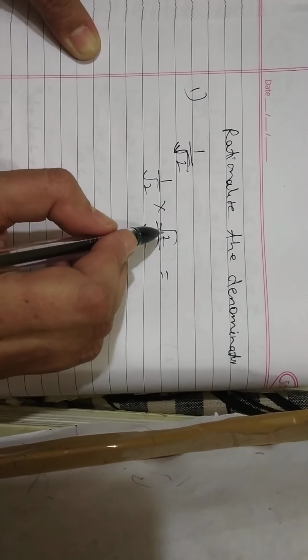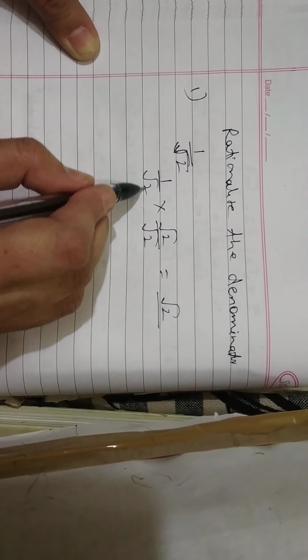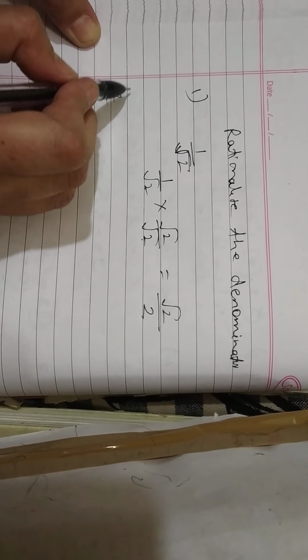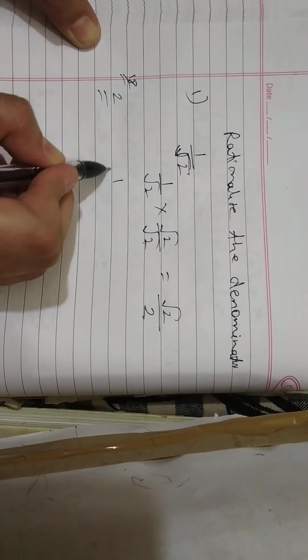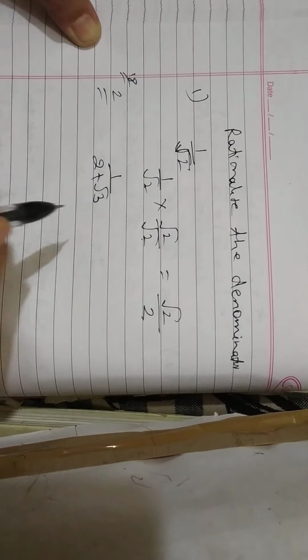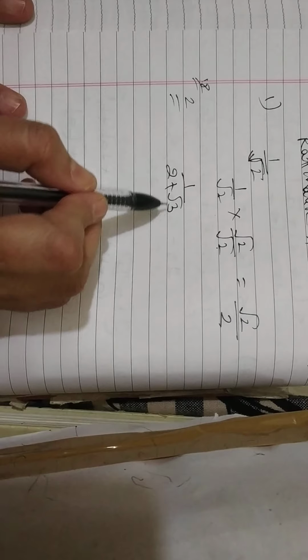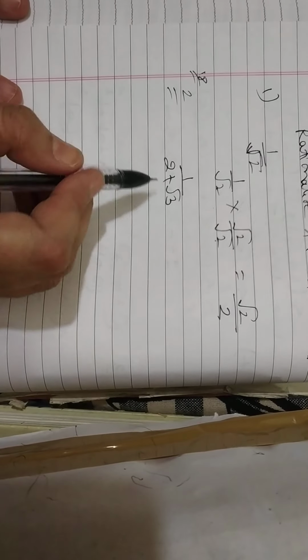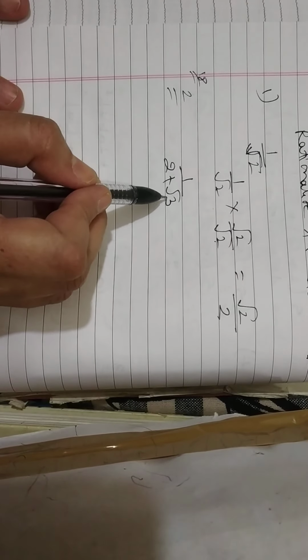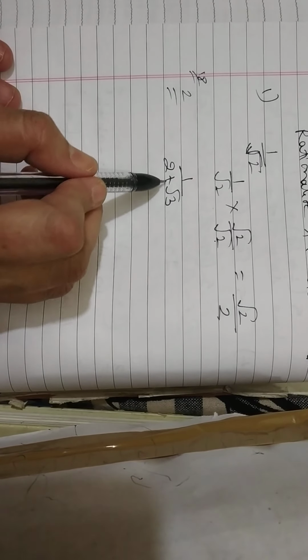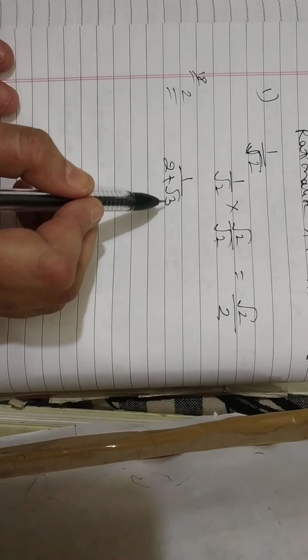So what are you going to get? Here root 2, and root 2 into root 2, what are you going to get? That is 2. So after rationalizing 1 by root 2, you get root 2 upon 2. We'll see another example. This is 18th solved example. 1 upon 2 plus root 3. Here what we are supposed to do is, we are supposed to take the conjugate. This is a binomial. Conjugate means if it is 2 plus root 3, the conjugate will be 2 minus root 3. If in any problem you get 2 minus root 3, the conjugate will be 2 plus root 3.